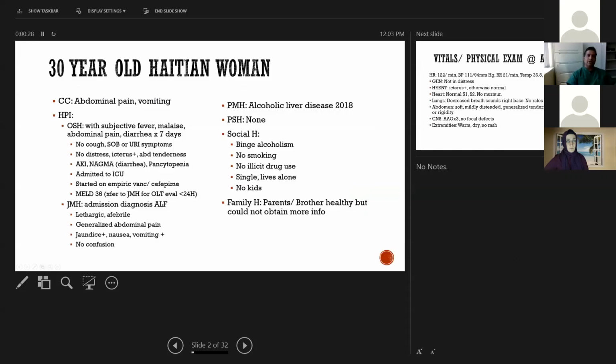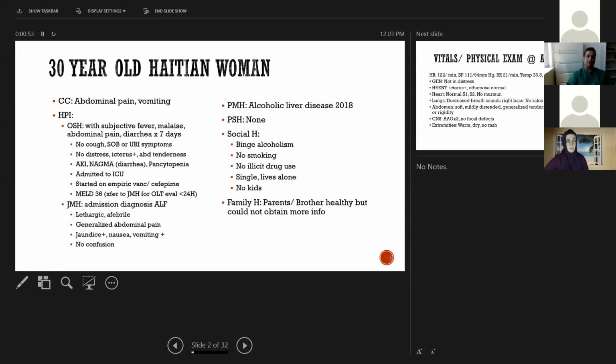So this was a 30-year-old Haitian woman who presented with abdominal pain and vomiting. She was first hospitalized at an outside hospital. She complained of subjective fever, malaise, abdominal pain, and diarrhea for 7 days. Interestingly, she didn't have any cough, shortness of breath, or upper respiratory symptoms at the time. The hospital records indicated that she didn't have any respiratory distress.